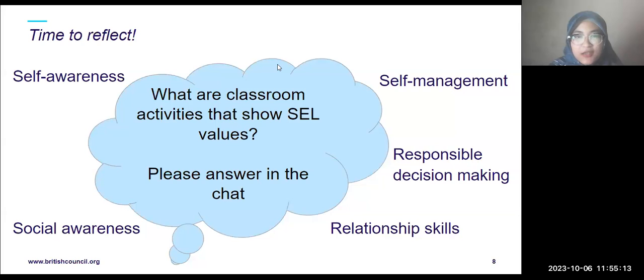I want to hear again. Student self-reflection. Yes, diary, reflective diary. It shows their self-awareness, self-management, responsible decision making. Yeah, journal writing, self-assessment, very good.